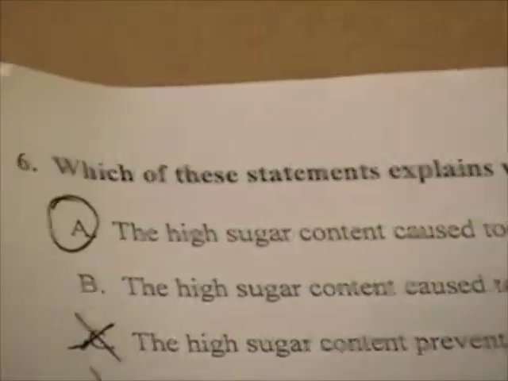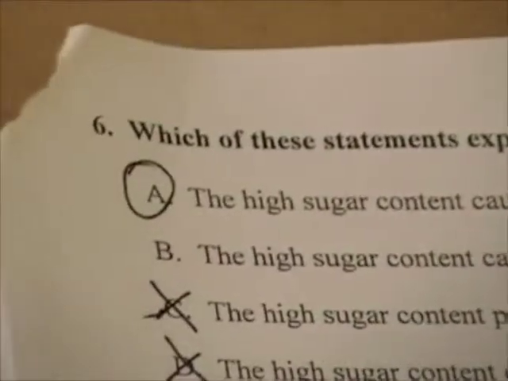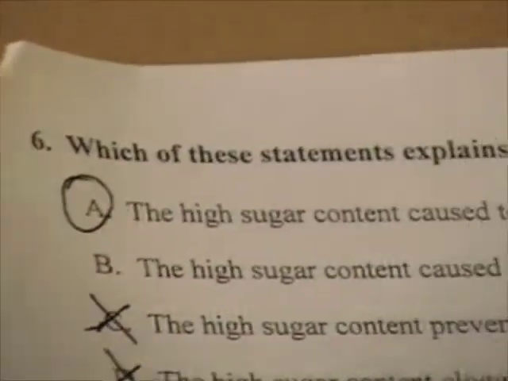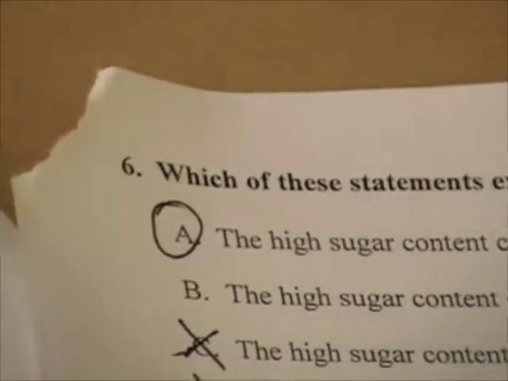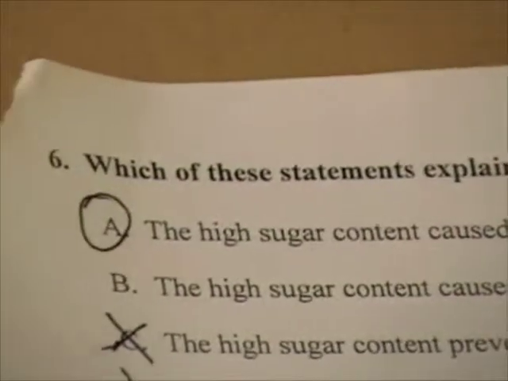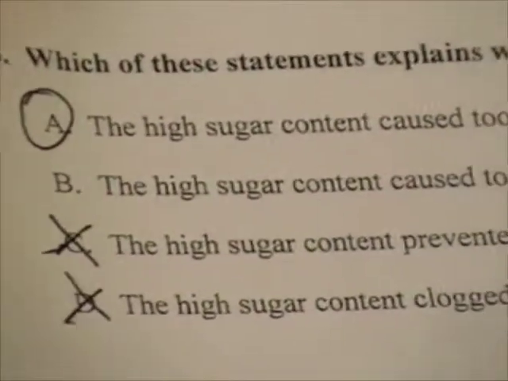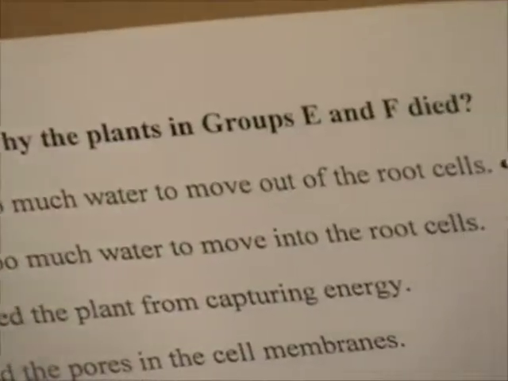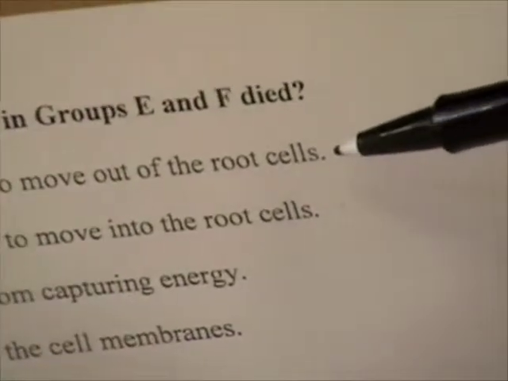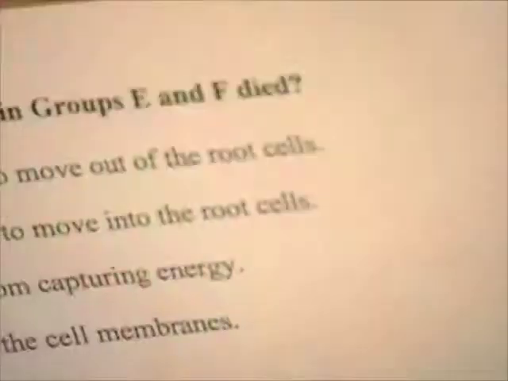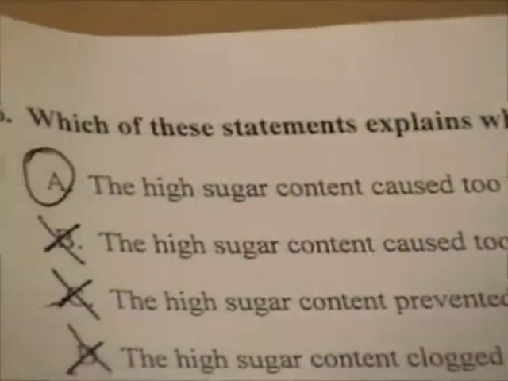Now we just have to determine if the root cells have a high concentration of sugar or a low concentration of sugar. I'm going to guess that because the plants that got less sugar grew more, the roots have a low concentration of sugar and a high concentration of water. So that means the water would move from the roots to the soil in the high sugar content. So we'll eliminate B, and we know that A is the correct answer.